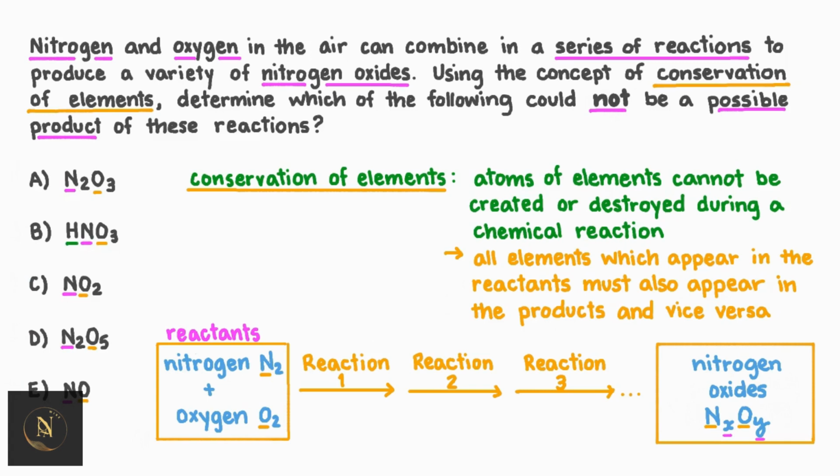However, the product shown in answer choice B also contains the element hydrogen. Since we have established that nitrogen oxides can only contain the elements nitrogen and oxygen, answer choice B cannot be a possible product of this reaction because it contains the element hydrogen. So the substance which could not be a possible product of the reaction between nitrogen and oxygen to produce a variety of nitrogen oxides is the substance shown in answer choice B, HNO3.